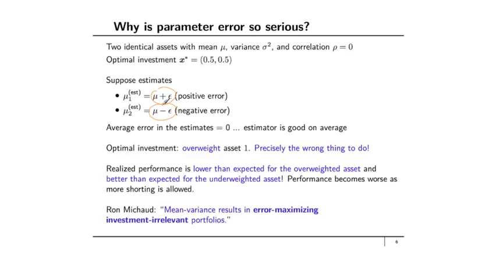If I take the portfolio that I compute, which overweights asset 1 and underweights asset 2, and put it into the market, I would get a return where the overweighted asset is going to perform worse than expected.